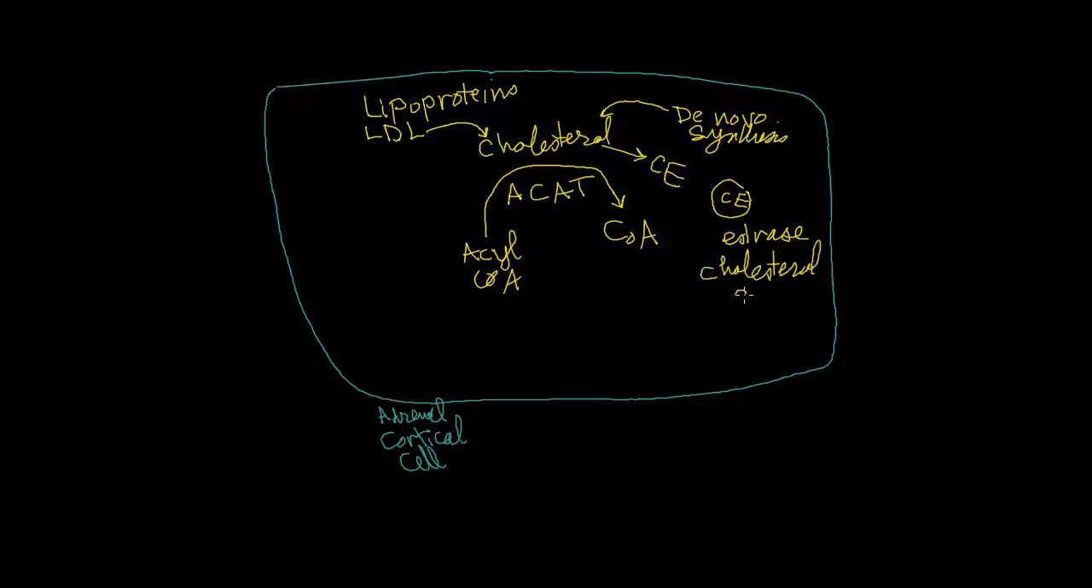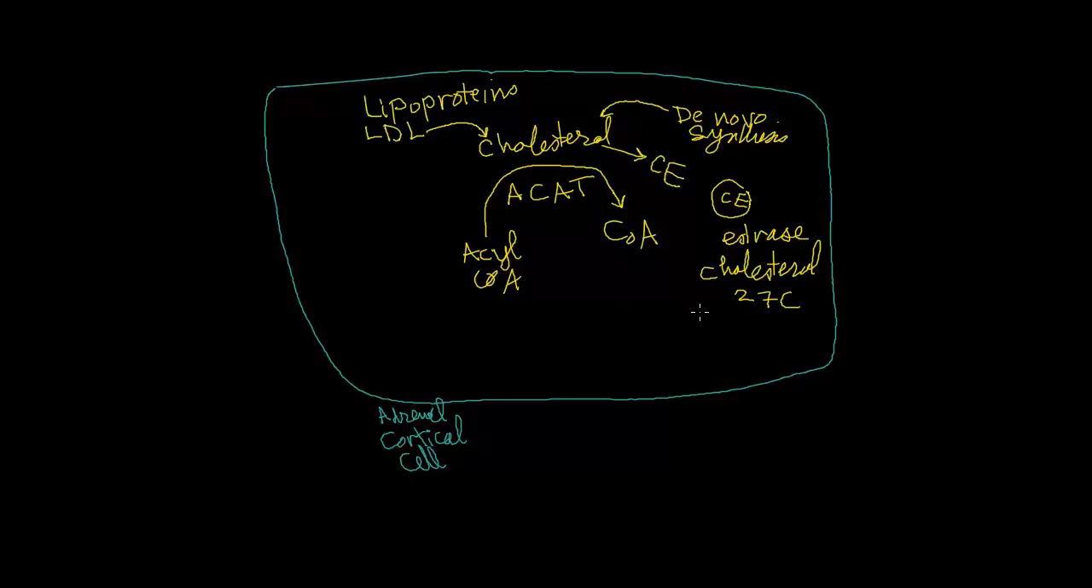Cholesterol, as we said, contains 27 carbons. And in order to produce any of the steroid hormones, be it in the zona glomerulosa or in the zona fasciculata reticularis.